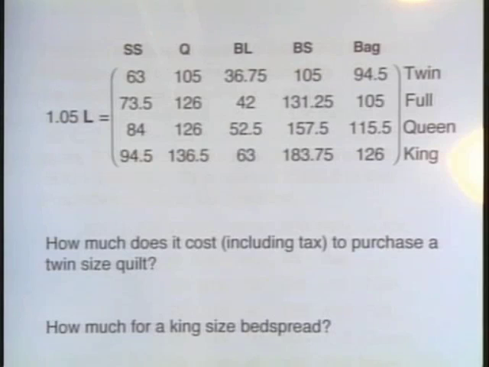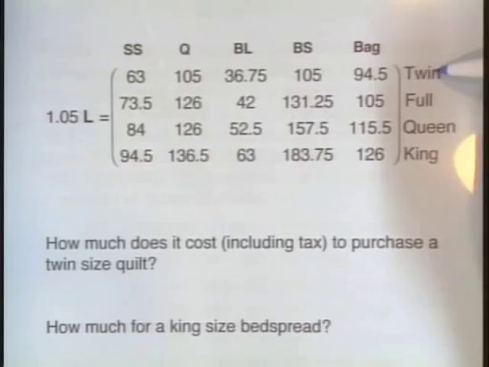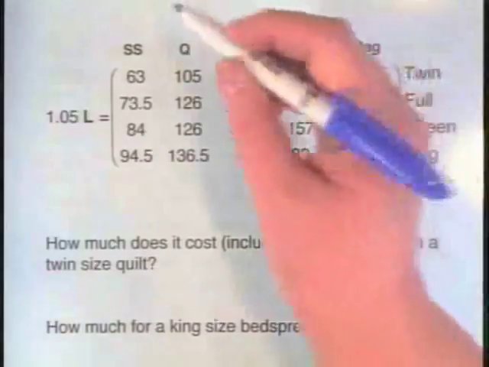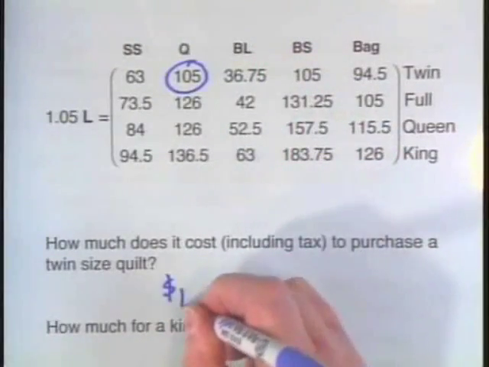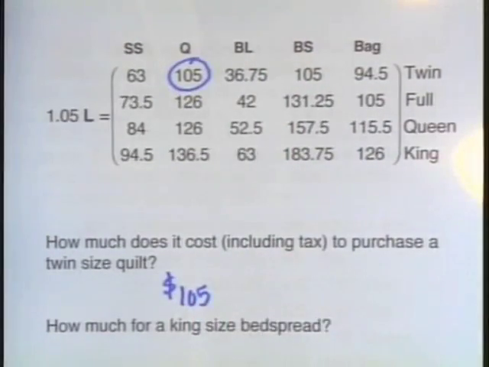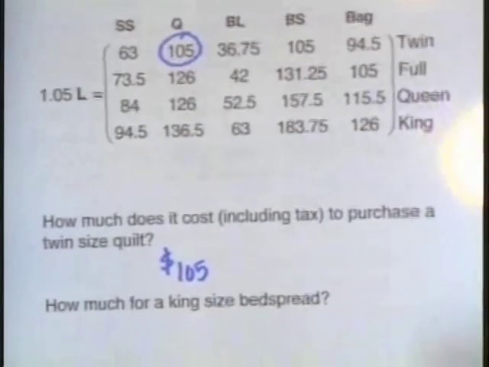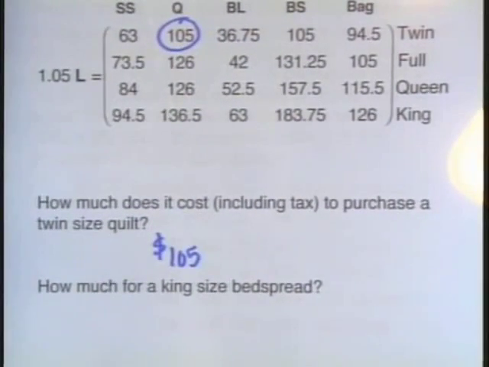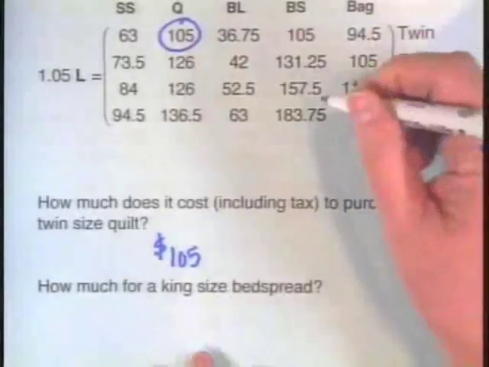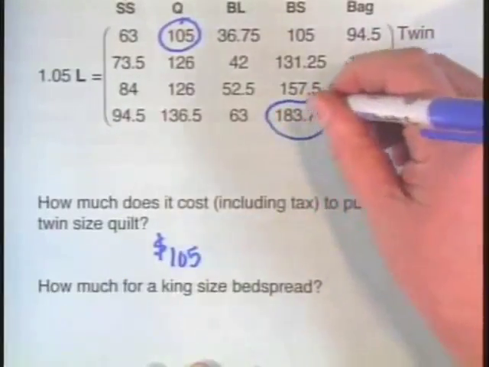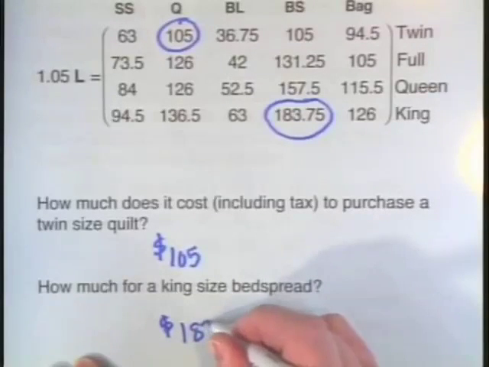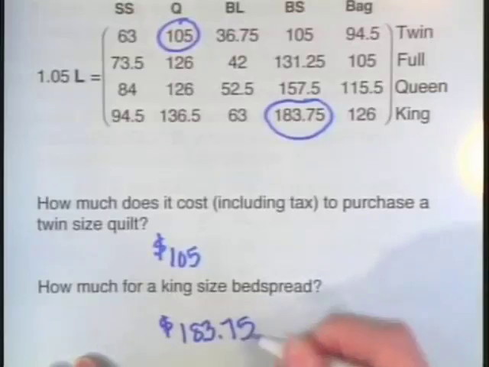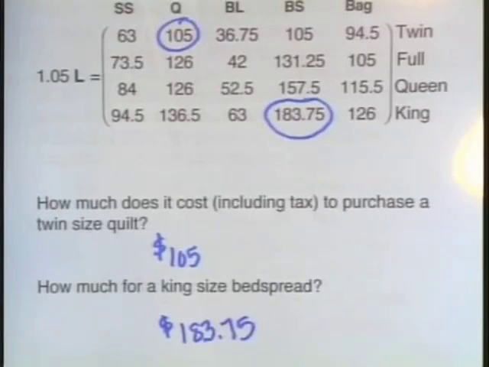How much does it cost, including tax, to purchase a twin size quilt? If we look at the row for twin size and go across to the quilt item, we find that it costs $105 to purchase a twin size quilt. How much for a king size bedspread? If we go to the king size row and go to the bedspread column, we find that it costs $183.75 to purchase a king size bedspread.